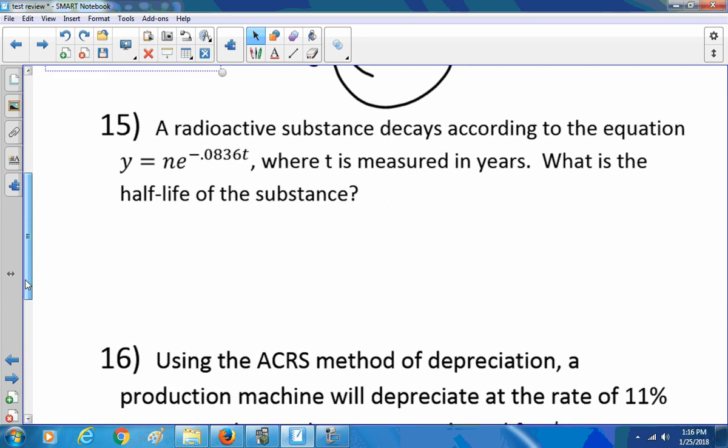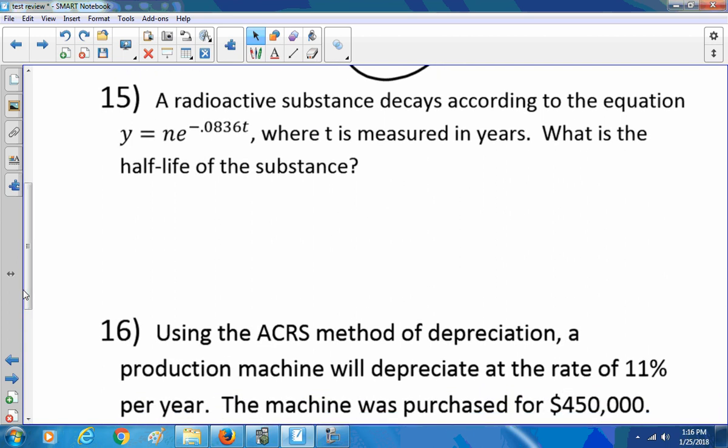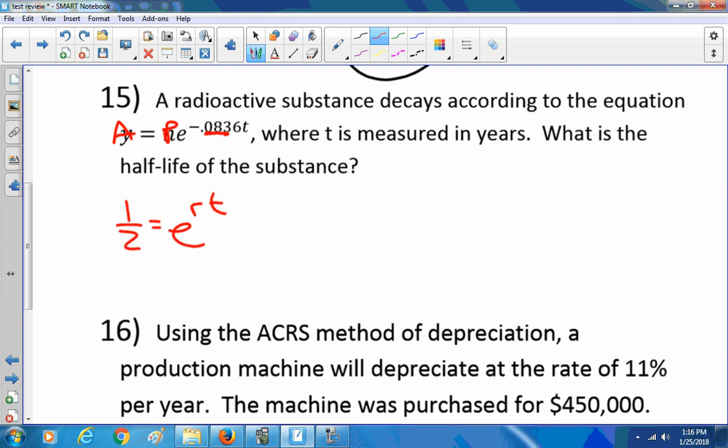15. A lot of you asked me about 15 in the review. A radioactive substance decays according to the equation. A lot of times on the NCFE, they will give you an equation. What equation do they actually give you? It's just a PERT. This is a PERT. That would obviously represent my rate. Okay, so what's the half-life? Remember, our half-life is similar to a PERT, except it's just 1/2 equals e^(rt). That's my rate.